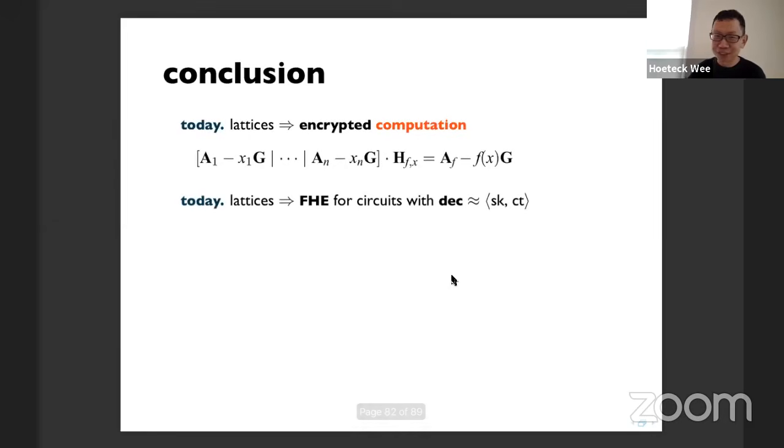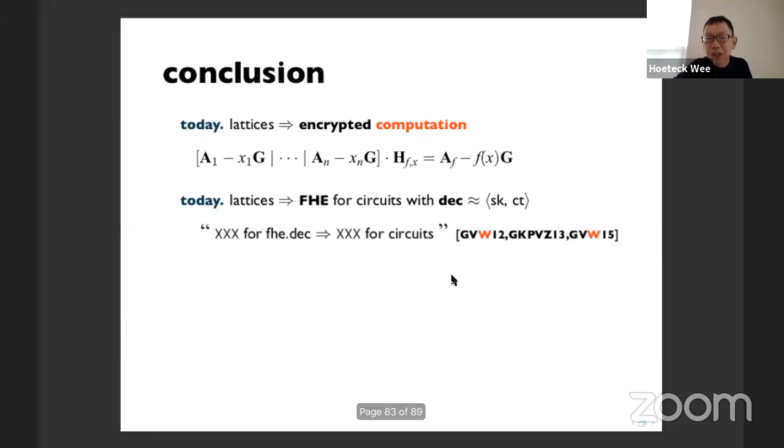So don't worry about it if you see a minus or plus sign. Also, today we have seen that starting from lattices, you can build FHE for circuits with the property that decryption is extremely simple. In fact, decryption is basically multiply T by A. So decryption is just computing an inner product. Building an FHE scheme with simple decryption turns out to be terribly useful.